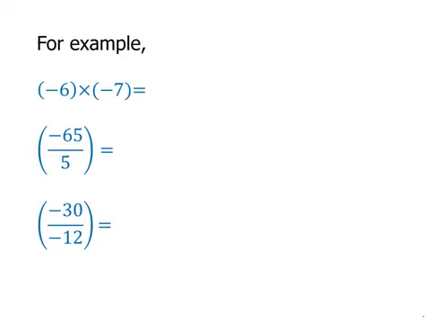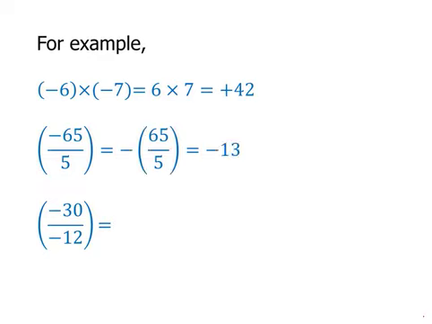So for example, negative 6 times negative 7, negative times negative, that's positive. So that's going to be the same as 6 times 7, and 6 times 7 is 42. So positive 42 is the answer. Negative 65 over 5, that's going to be negative. And of course, 65 divided by 5 goes into 65 13 times. And so this is just negative 13.